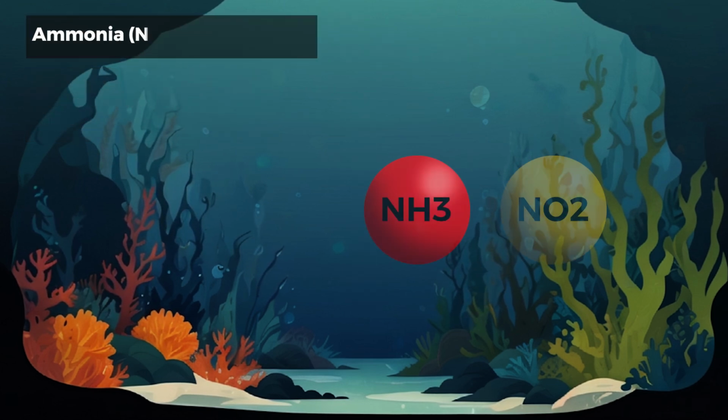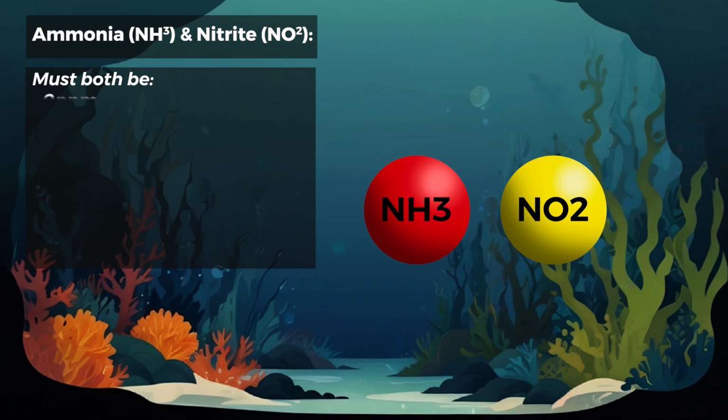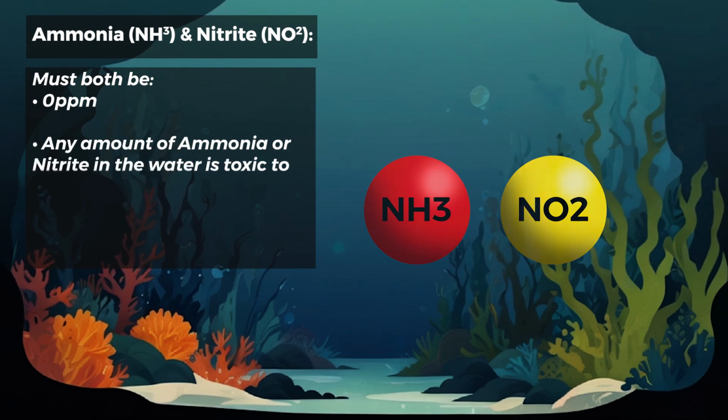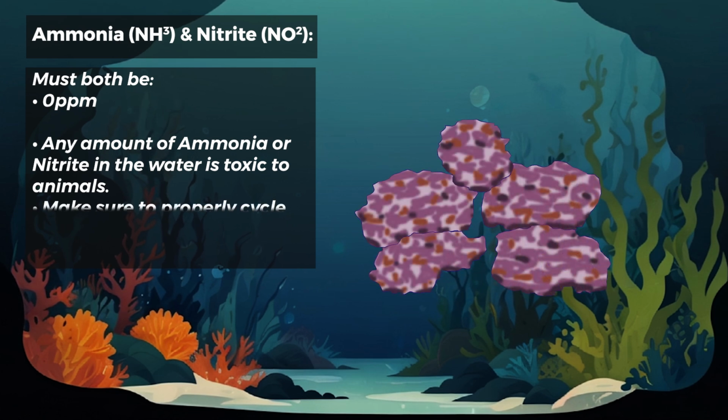Next, ammonia and nitrite, which exactly like in freshwater tanks, are toxic to animals and even in small amounts can cause gill damage, stress and even death. To ensure that you don't have ammonia or nitrite in your aquarium, make sure that your tank is fully cycled before adding livestock. Remember, don't rely on your live rock being fully cycled upon purchase.